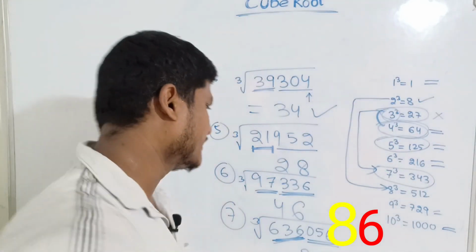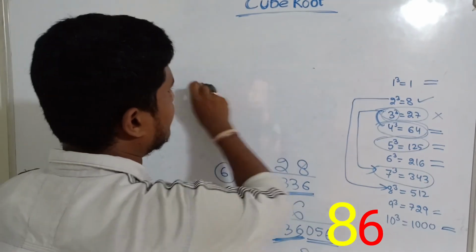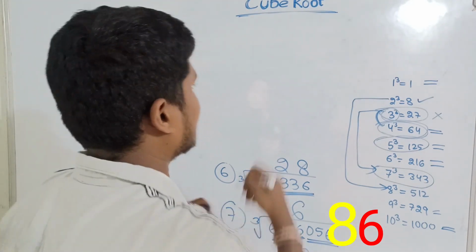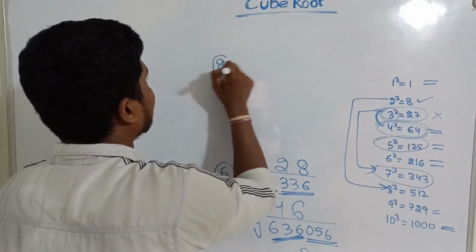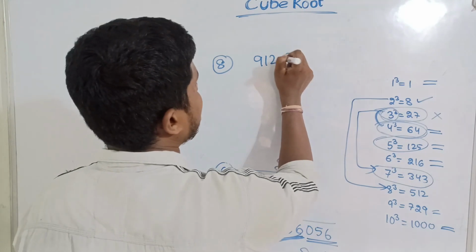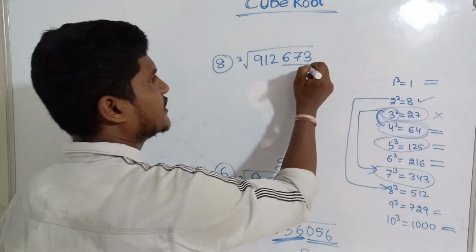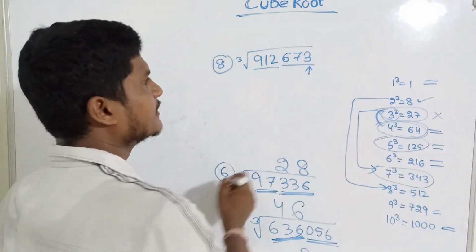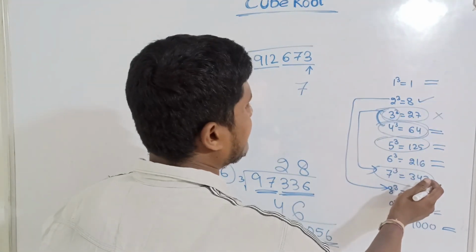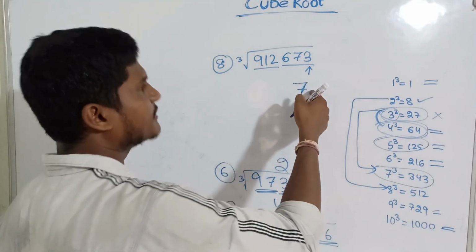Take more examples so that you can understand very easily, and if you practice more, you can get very fast and error-free results. Suppose a 6-digit number, 912673. Here also there are 3 digits with unit digit 3 and the remaining 3 digits. So which number's cube has unit digit 3? I know that 7 cubed has unit digit 3, and 3 cubed has unit digit 7. So 7.